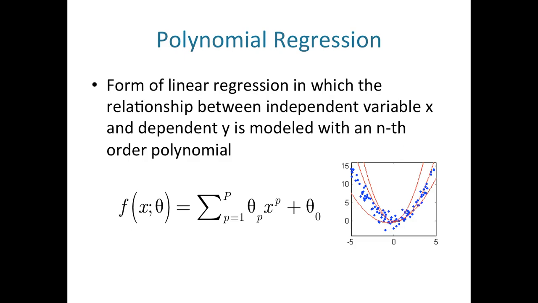So what you can see there in the function is that it's still going to depend on a set of parameters, on a set of thetas, but instead of having just one or multiple independent variables, here the x variables that we have are based on an nth order polynomial. Okay?